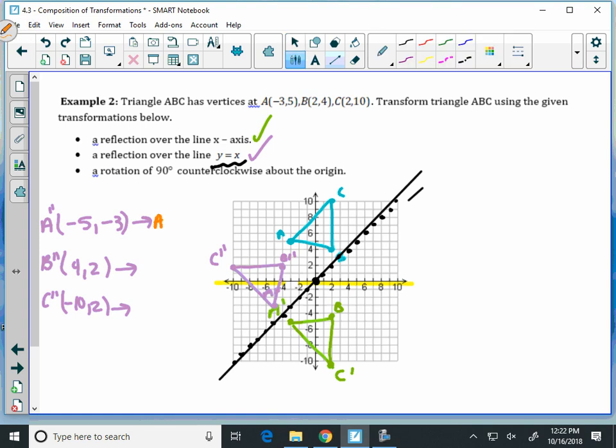And then I'm going to get A triple prime, B triple prime, and C triple prime. So again, when we do a 90-degree rotation, what do we do at that point? Do the numbers stay or do we switch them? Flip and change the first. Good.